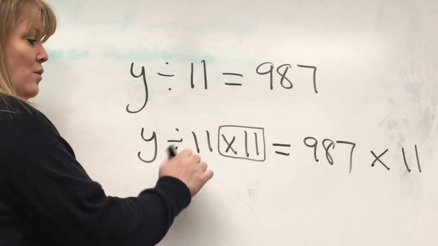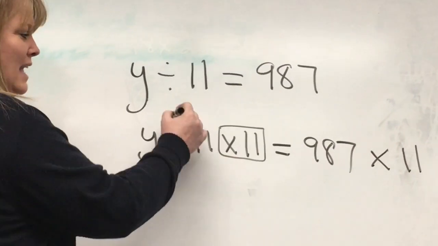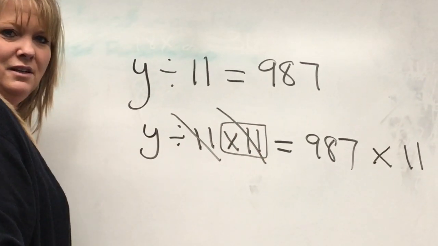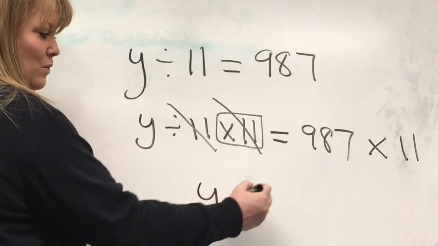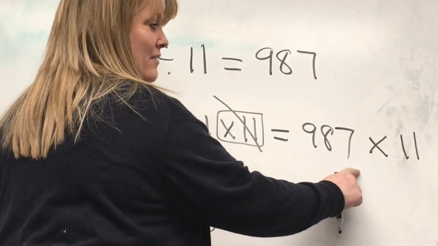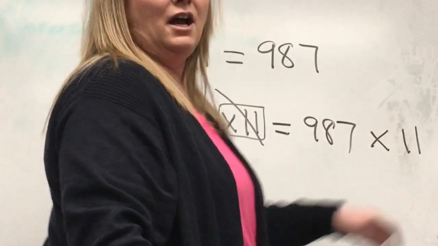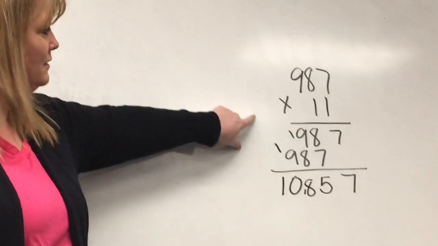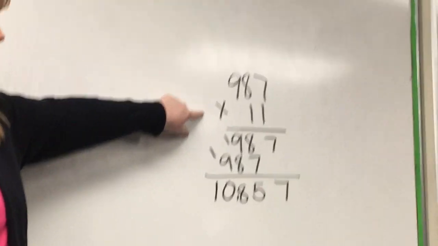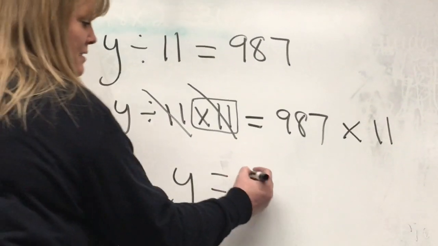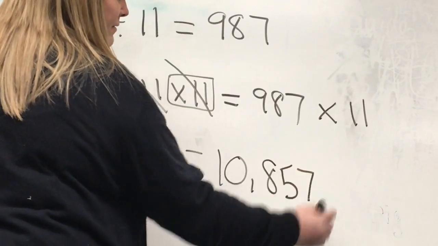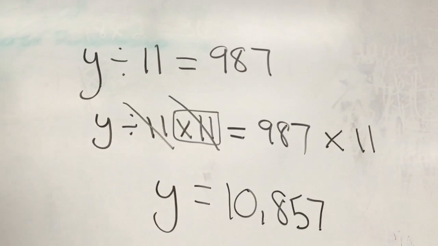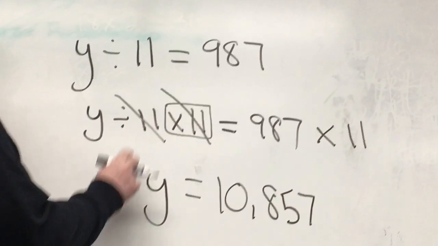So I know now that a divide and a times just cancel each other out. They're the opposites. We cross them out. And that leaves me y equals 987 times 11. I'm just going to jump you over here really quick. 987 times 11, I did the math, equals 10,857.